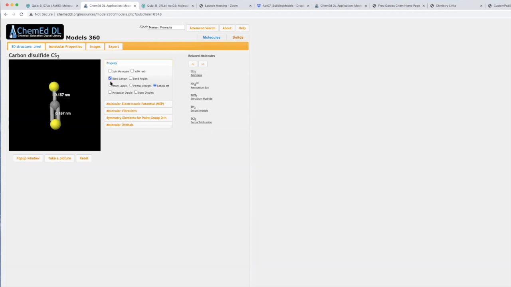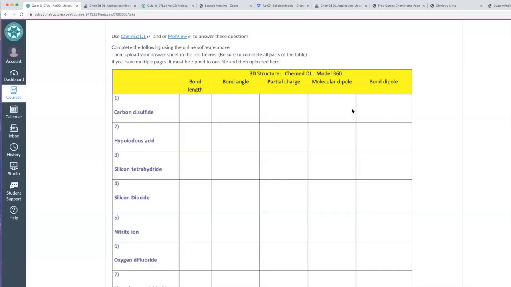We want to know the bond length. Click on that. Now you can see the bond length. It's 1.157 nanometers. You want to write that down. You want to see the bond angle right here. It's 180, but you knew that already. Let's click that and let's look at the partial charge. Around the oxygen, it's 0.26. On the carbon, it's 0.52. Let's turn that off. Where's the bond dipole? The bond dipole is that right there. And it's pointing away from the carbon. You have to sort of draw that. And that is your activity. That's your activity right there.